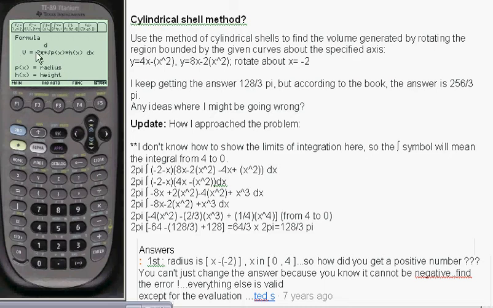Okay, now here's the formula, right? 2 pi times the integral of p of x times h of x. This is in Stewart calculus books and Larson books. This is the way it's done right here. p of x is the radius and h of x is the height.